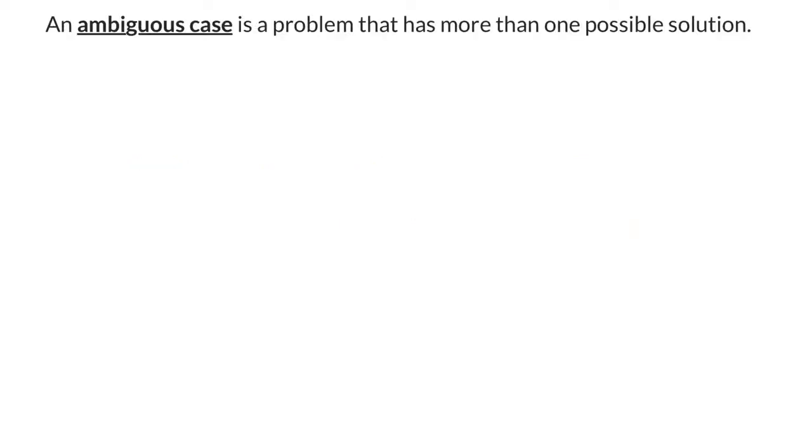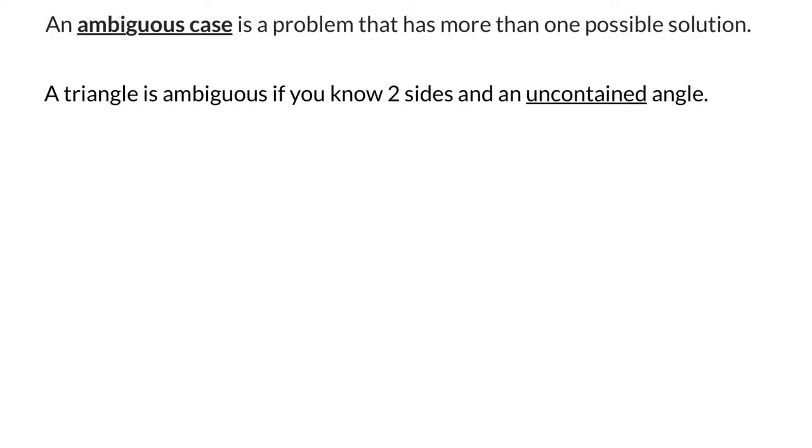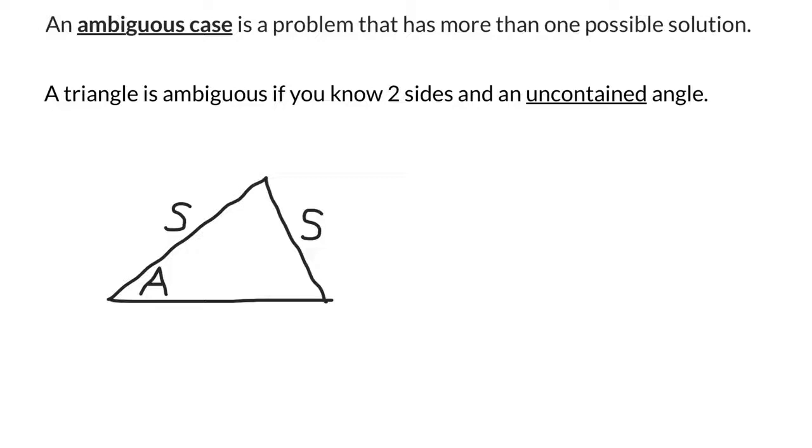Ambiguous means unclear. So sometimes there are problems in which the answer is a little bit unclear. When we're dealing with trigonometry, an ambiguous case is a problem that has more than one possible solution. A triangle is ambiguous if you know two sides and an uncontained angle. So here's an example of an ambiguous triangle.